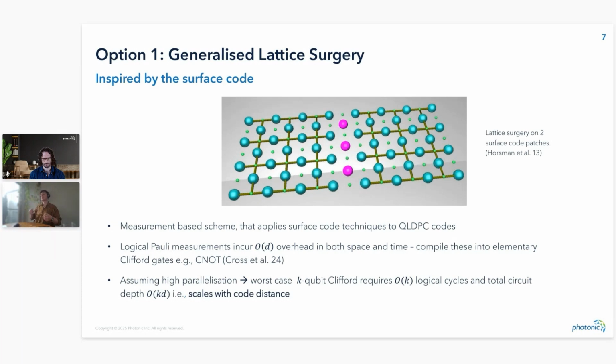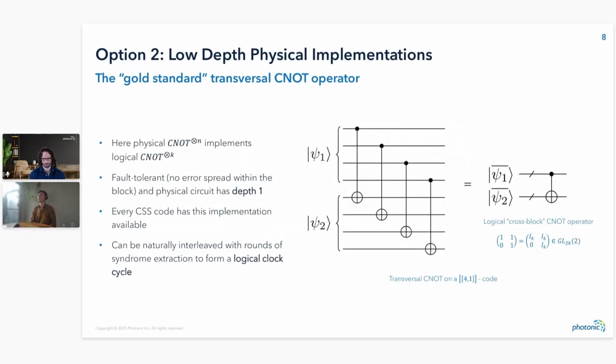we're going to require order k cycles involving a constant number of measurements. So we get a total circuit depth of order k times d. So this sort of fails our efficiency criteria we saw earlier, because we got this scaling with the code distance. What about an alternative option?